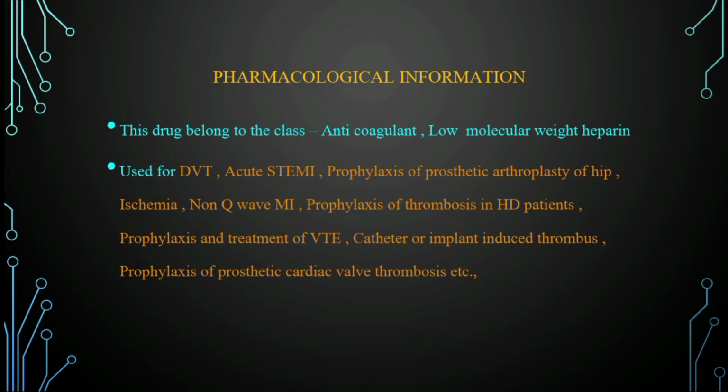Acute STEMI, as all of you know, STEMI is ST elevation myocardial infarction, means the lower chambers will be getting affected, and the prophylaxis of prosthetic arthroplasty of the hip. Arthroplasty means it is a surgery that is done to restore the particular function of that region. Like knee arthroplasty means to restore the joint function. Here it is hip. So to restore the hip joint function, the prosthetic arthroplasty means it is an artificial implant that is inserted in our body.